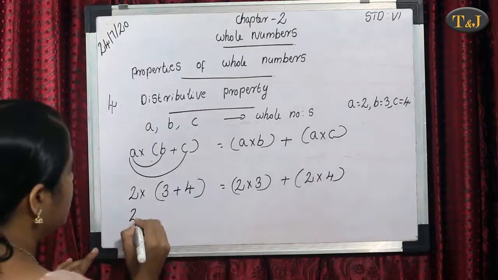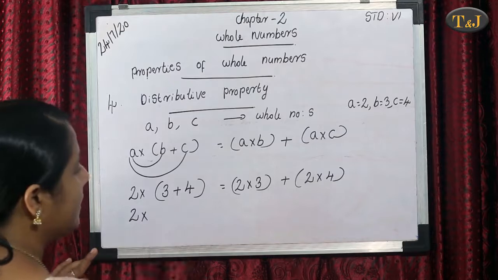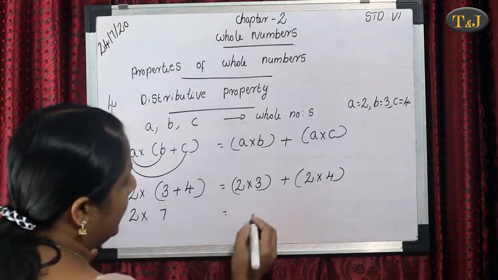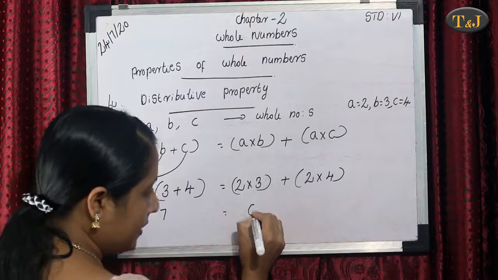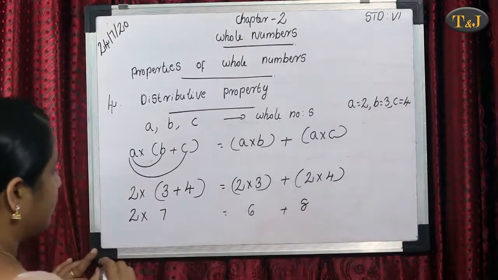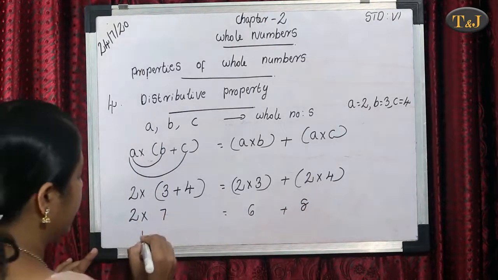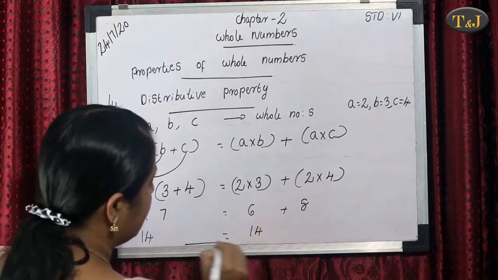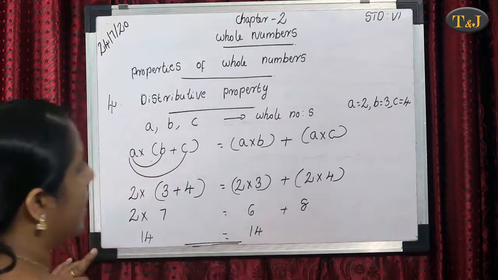Then we have to take in 2 multiply, then 3 plus 4; 3 plus 4 equals 7. Then here 2 multiply 3 equals 6, plus 2 4s are 8. Then 2 7s are 14, and 8 plus 6 equals 14. Both the answers are same, that means LHS equals RHS.